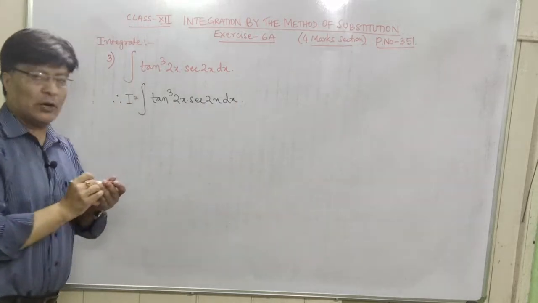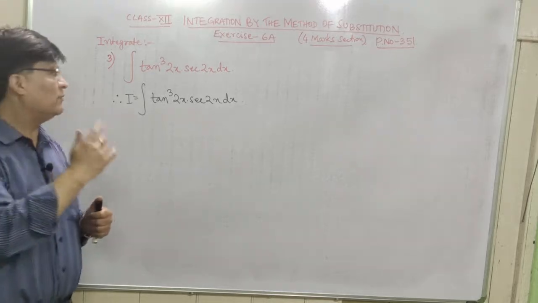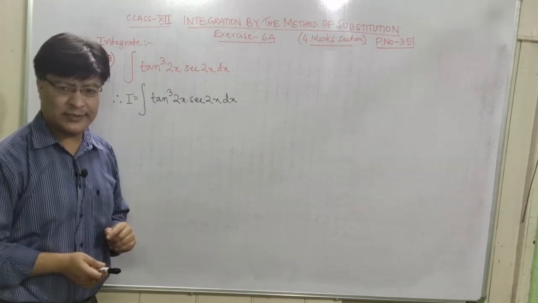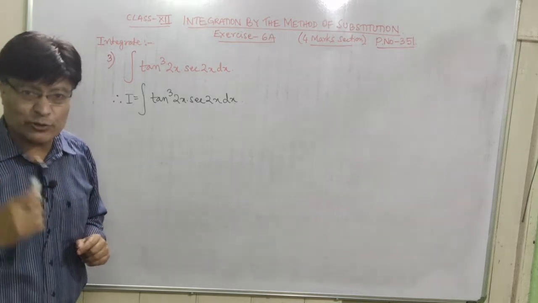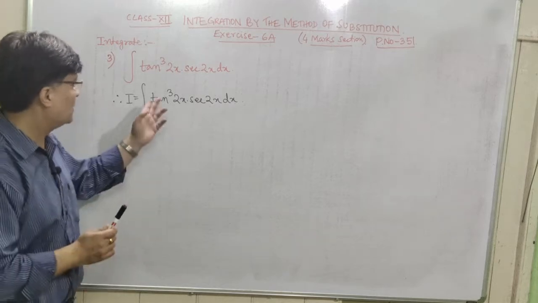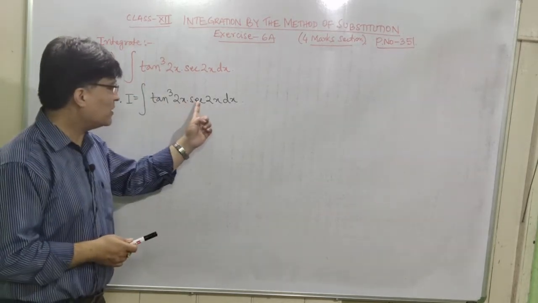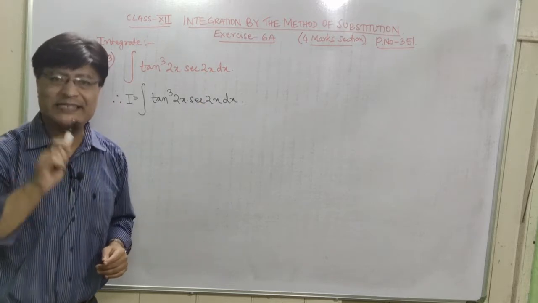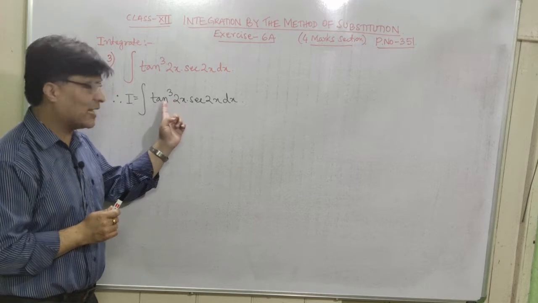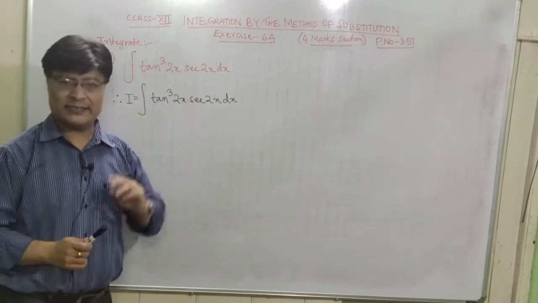Okay, now which function is assumed as z? Let us see the relation between the two given terms here. So if you differentiate tan 2x, you will get sec square 2x into 2, but there is only sec 2x. So you cannot assume this tan 2x as z. Again, what is the differentiation of sec 2x? It will be sec 2x into tan 2x, but we are not getting this tan cube 2x. Here also you cannot assume this sec 2x as z.